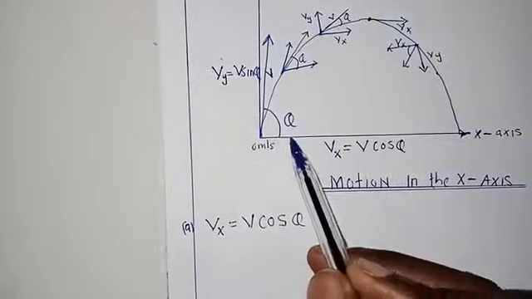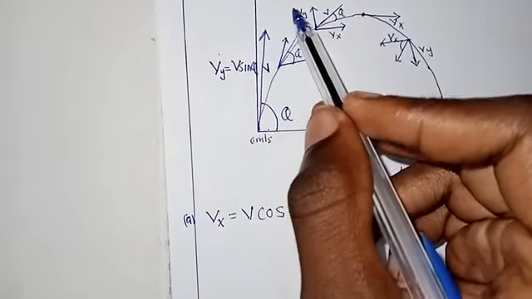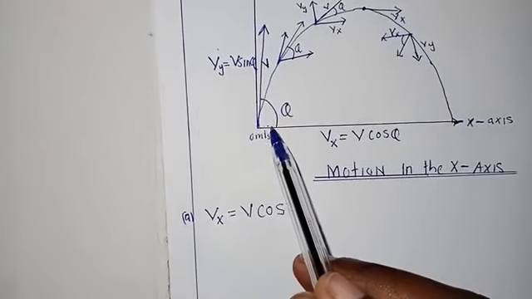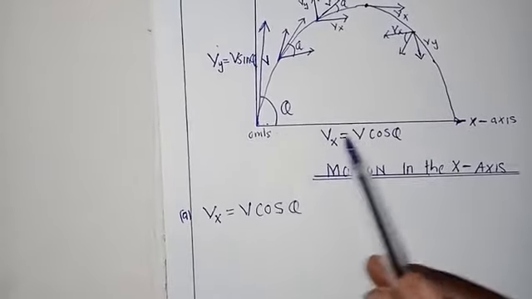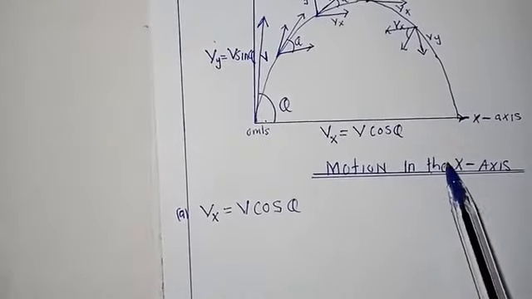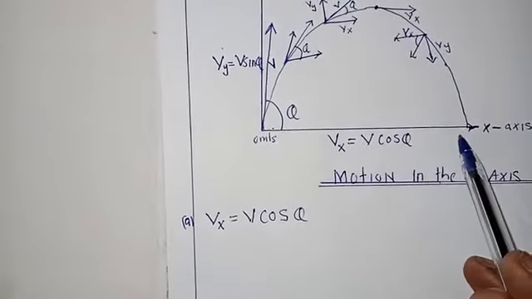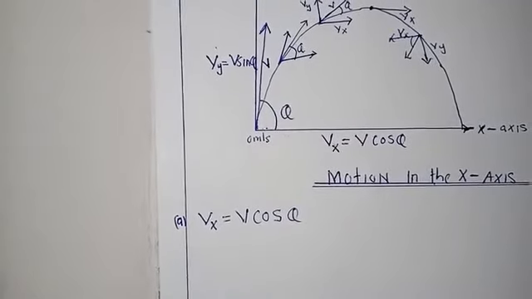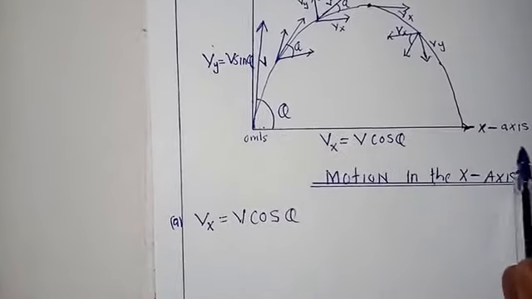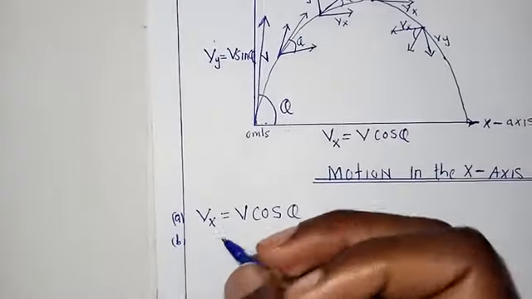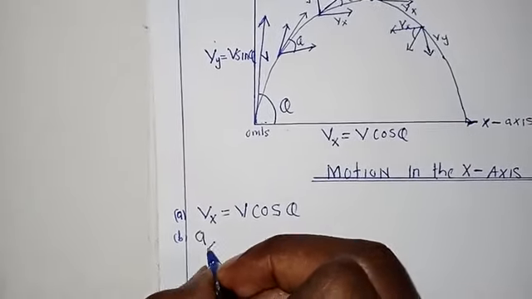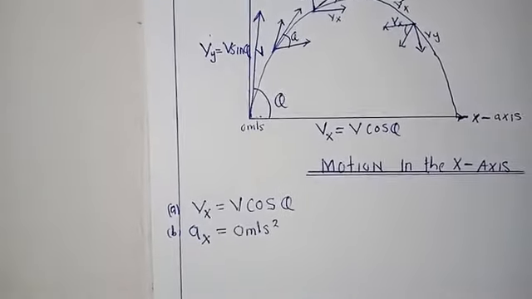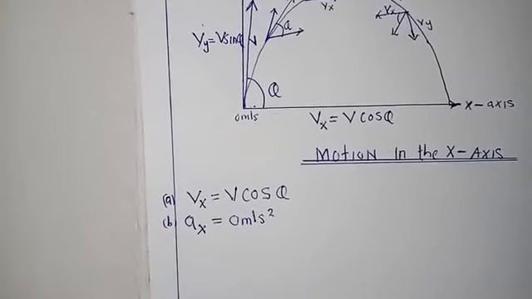Now, you must be able to know that, suppose this is a stone that is moving in this direction. It is covering some distance, which happens to be this one, in the x. Now, one thing that you must know is that the acceleration in the x-axis is simply 0, because there is no acceleration in here. Therefore, we can say that the acceleration in the x is equal to 0 meters per second squared.